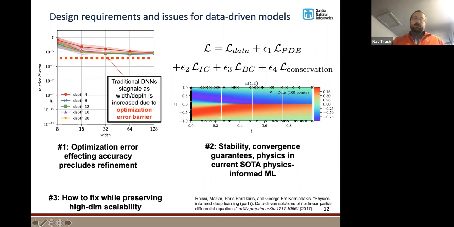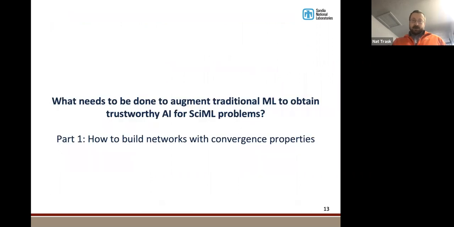And so what we'd like to be able to do in this first part of the talk is break through this barrier. That way we know that you can be confident in your answer, right? Like if you get a prediction and you double the size of your network, it gives you the same answer, right? Then you can be confident that you're actually resolved. And so this first part is how are we gonna build networks with those kind of desired convergence properties.